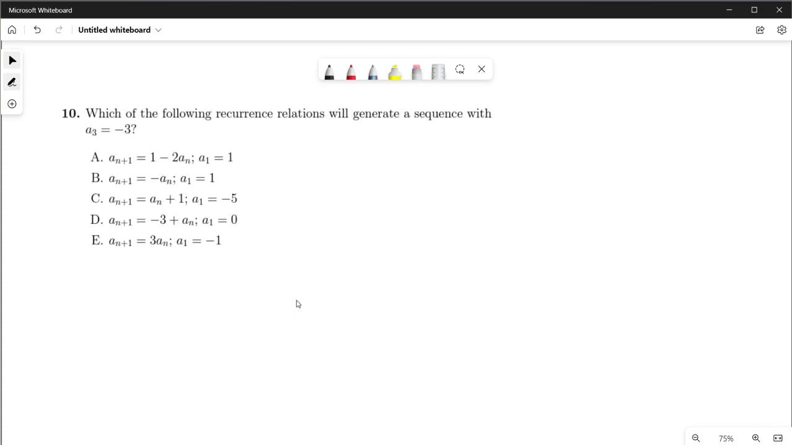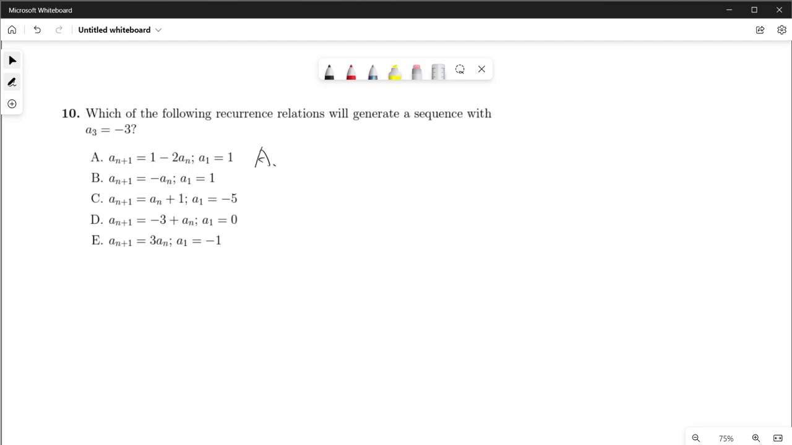For number 10, we need to find the third term of a sequence that will produce the number -3. And then we're given a bunch of recurrence relations. And actually, if you did a lot of these exams, you realize this is the same question on, I think, fall 2021, except they had an option F. But nonetheless, this is pretty simple. A simple way of doing this is just to write the sequences out, right?